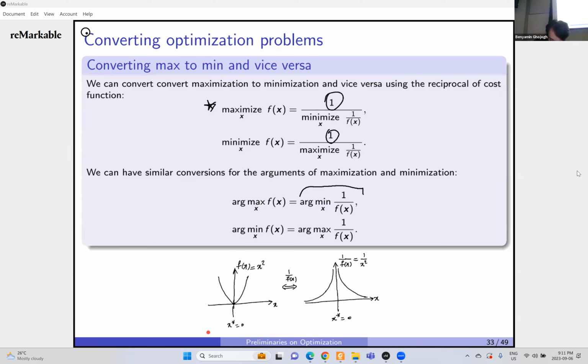Like this, an example. This is f of x equals x squared. It's a minimization problem, but I want to convert it to a maximization problem. 1 over x squared is like this. What is its maximum? Its maximum is infinite. What is its argmax? It's 0. Argmax is found. If the minimum, the min f, is important to me, then I need to have 1 over infinite, which is 0.